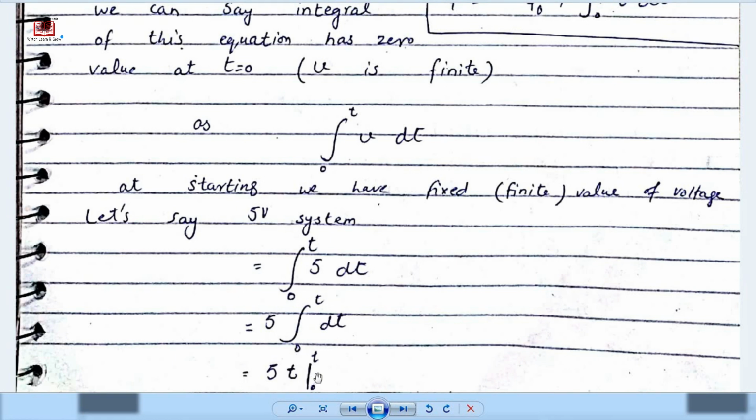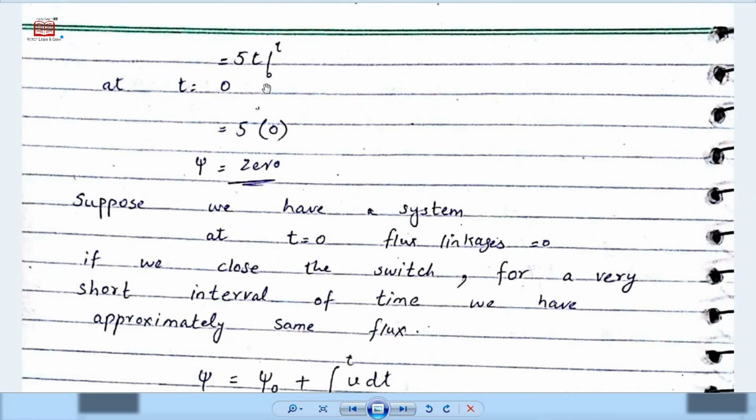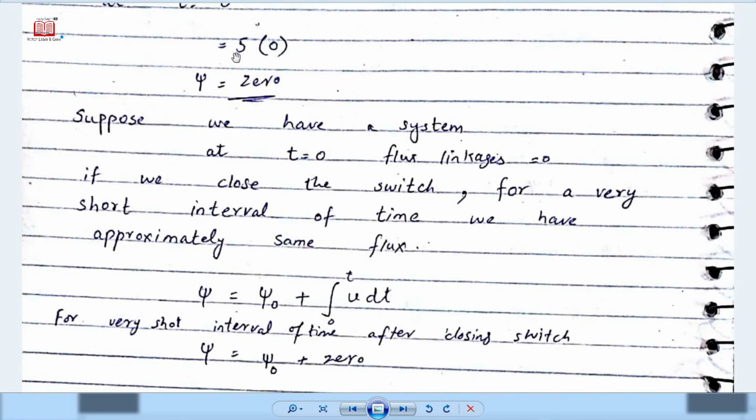Now we are ready to apply the limits. We are only interested in the lower limit, because at the time of switching, t equals 0, so 5 into 0, and overall your flux linkage is 0. Suppose we have a system at t equals 0, the flux linkage is 0. This is the overall proof of why the flux linkage at t equals 0 is 0. If we close the switch for a very short interval of time, we have approximately the same flux.